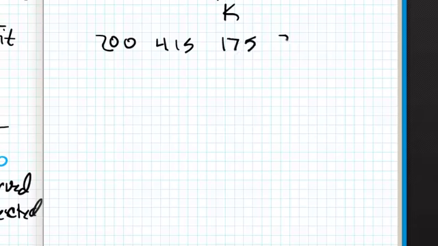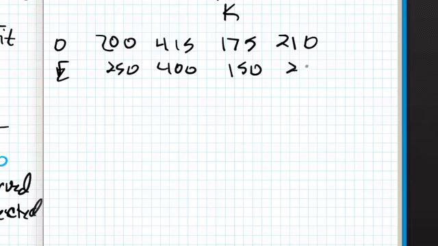175, and you don't have to do it this way. This is just the easiest way for me. So these are my observed. Then I'm going to do my expected, and this is 250, 400, 150, and 200. And then I'm going to do my observed minus expected. So I'm going to get negative 50, 15, 25, and 10.